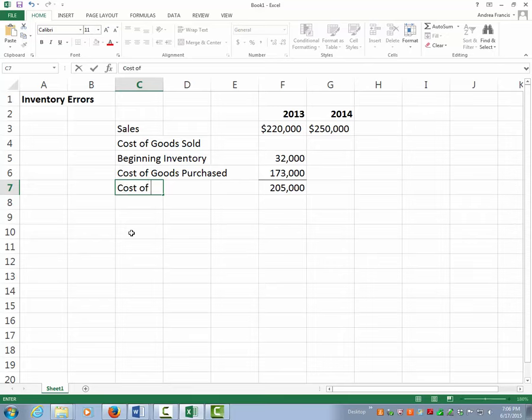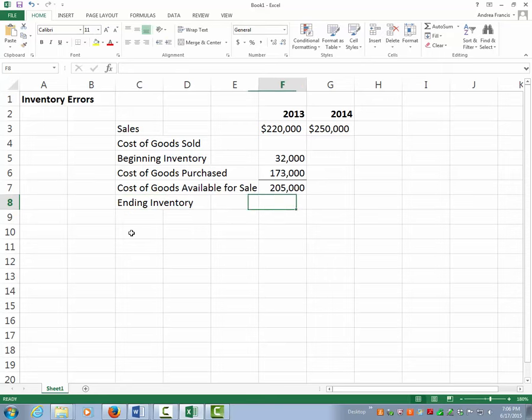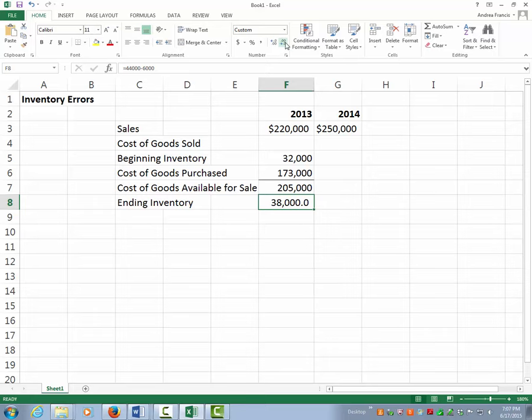So this is going to be cost of goods available for sale. And then we have this ending inventory, which gets subtracted from cost of goods available for sale. So this ending inventory was overstated by 6,000, which means it's too high by 6,000. So we need to say 44,000 minus 6,000 is going to give us 38,000. That's the amount that should have been included in ending inventory.